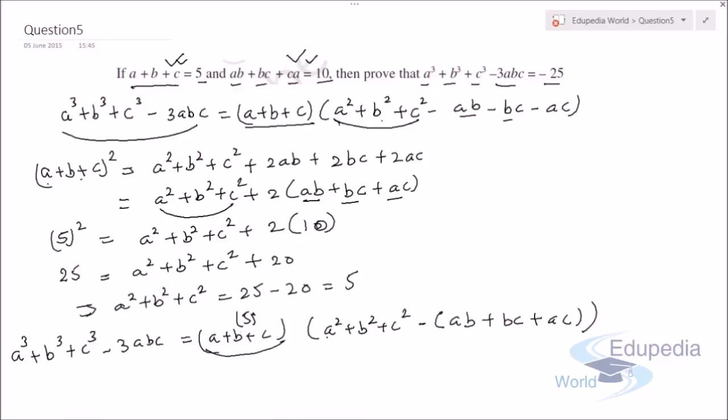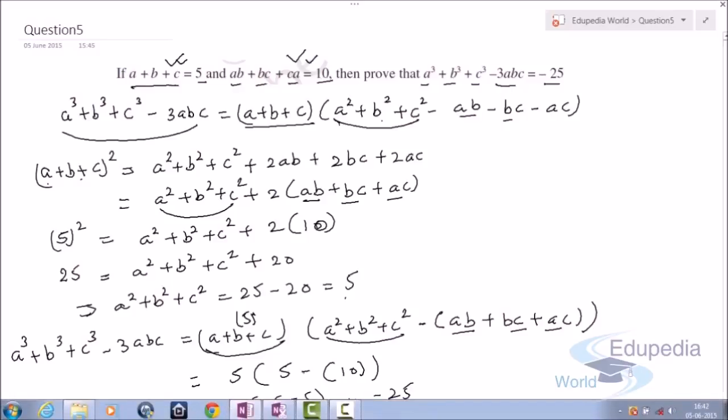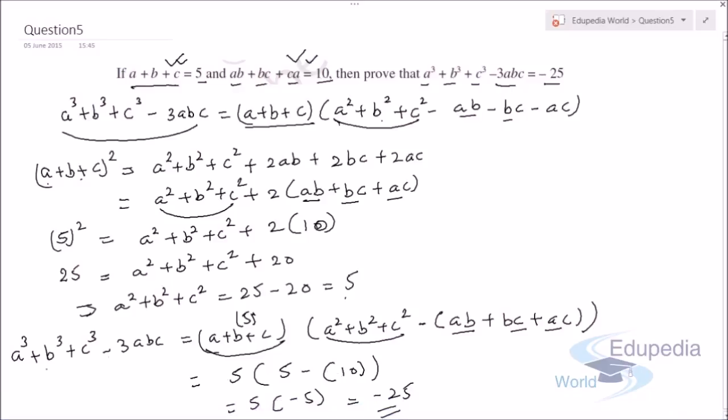Now we have the value of a square plus b square plus c square as 5, and we also have the value of ab plus bc plus ac as 10. So we can directly put the values. The answer will be 5 into 5 minus 10. So the answer will come out to be 5 into 5 minus 10, which is minus 5. So the answer is minus 25. So we got the value of a cube plus b cube plus c cube minus 3abc as minus 25. So this is how we can prove the questions.